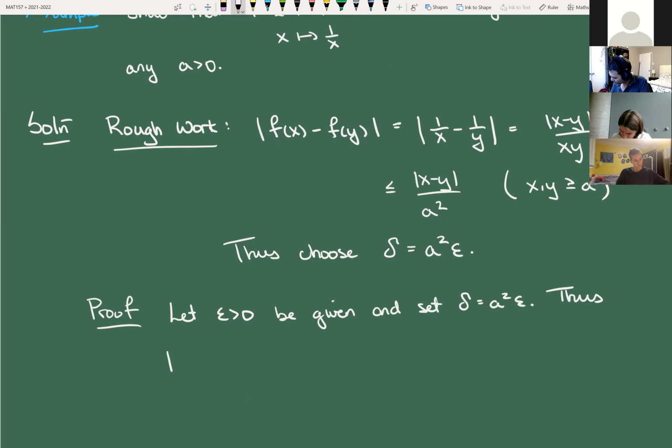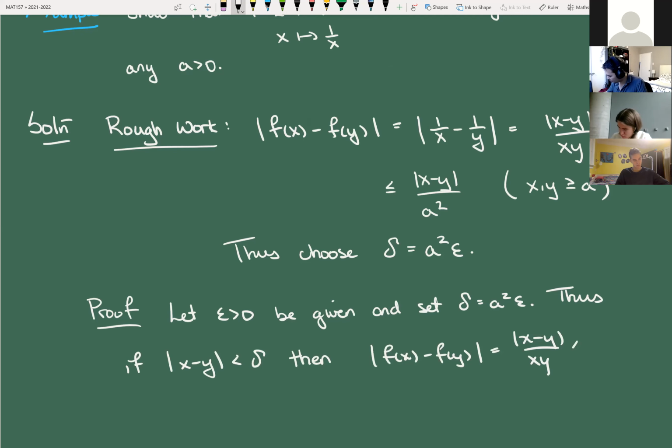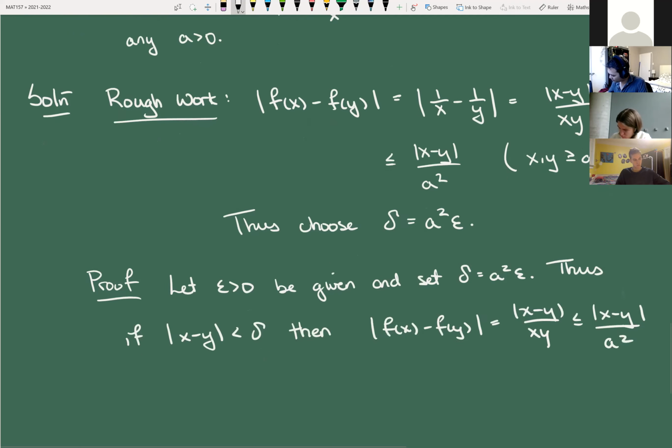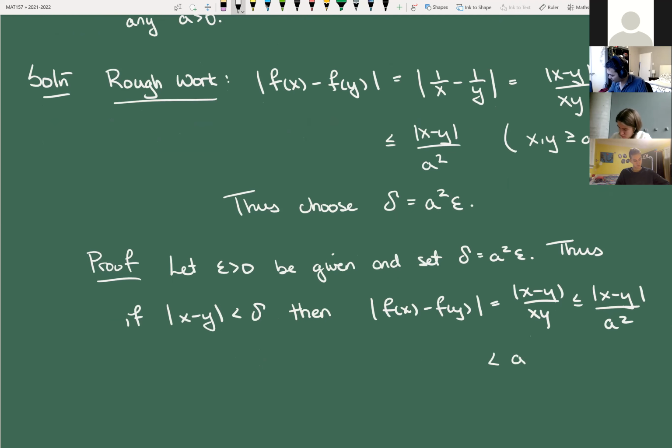Thus, if the absolute value of x minus y is less than delta, then the absolute value of f of x minus f of y is equal to the absolute value of x minus y over xy, which is less than or equal to the absolute value of x minus y over A squared, which is less than A squared epsilon over A squared, which equals epsilon, as required. Like that.